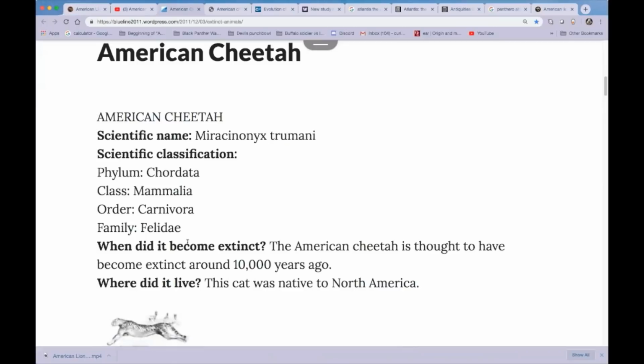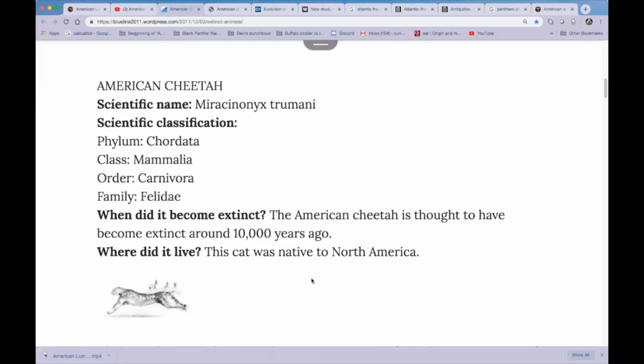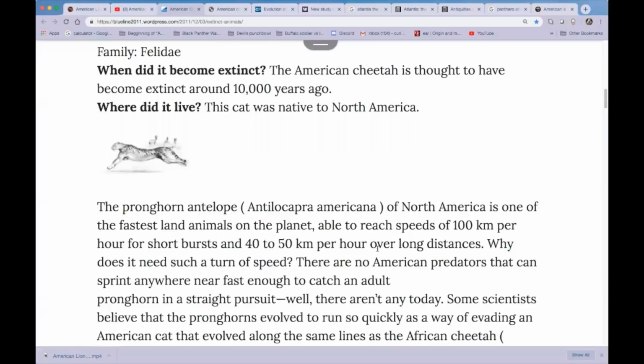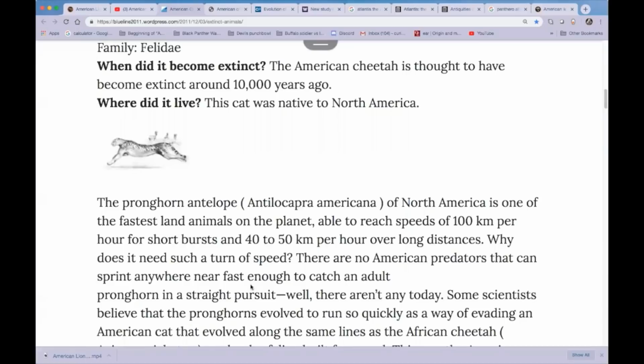When did it become extinct? The American cheetah is thought to have become extinct 10,000 years ago. I wonder what happened. We're talking about floods here. This cat was native to North America. All right, the pronghorn antelope, Antilocapra americana of North America, is one of the fastest land animals on the planet. Able to reach speeds of 100 kilometers per hour for short bursts and 40 to 50 kilometers per hour over long distances. Why does it need such a turn of speed? There are no American predators that can sprint anywhere near fast enough to catch an adult.